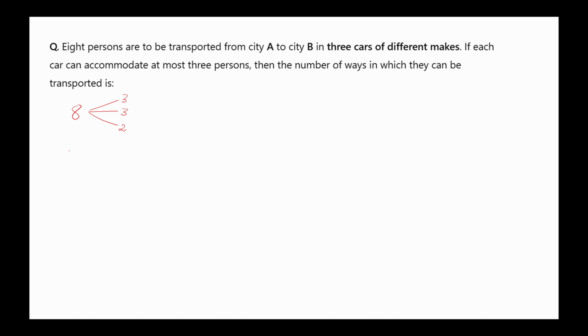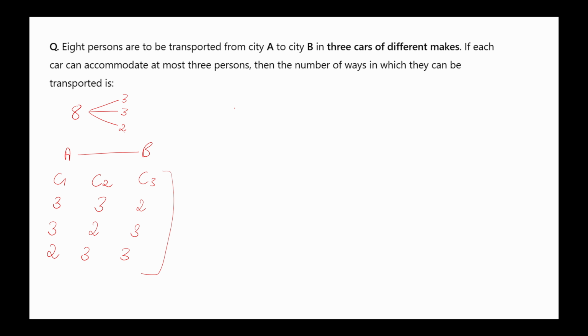So first of all, let us write down about the cars. Let's say I have to transport from A to B. I have 3 cars, right? Car 1, car 2 and car 3. Now what are the ways I can distribute them? Either car 1 takes 3, car 2 takes 3 and car 3 takes 2. Or car 1 is taking 3, car 2 is taking 2 and car 3 is taking 3. Similarly, it can be 2, 3, 3. So there are 3 ways in which they can be arranged.